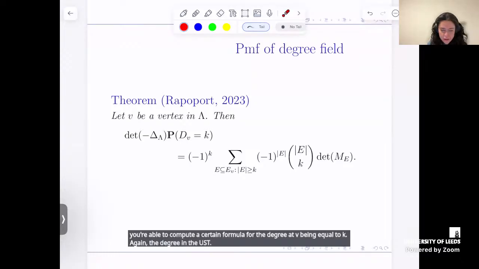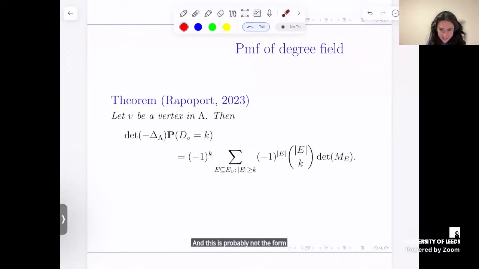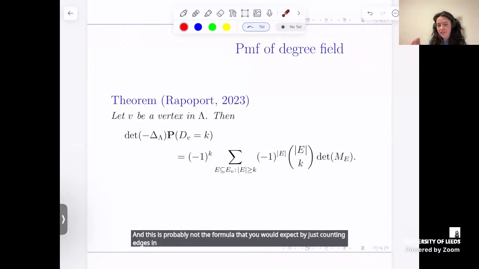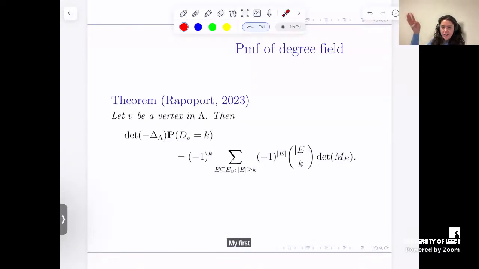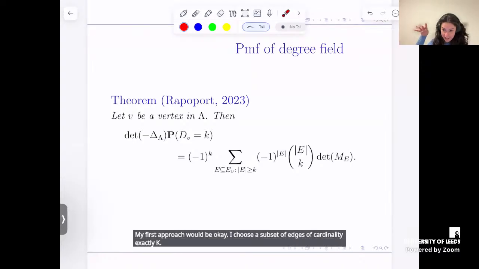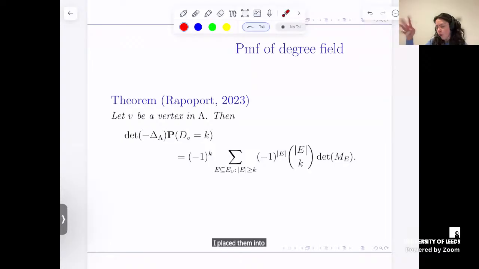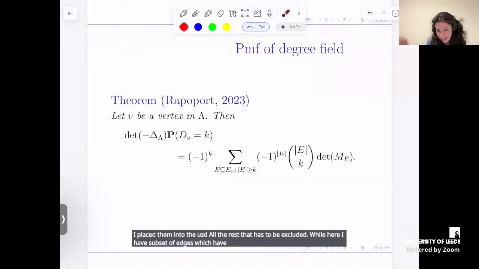And this is probably not the formula that you would expect by just counting edges in a spanning tree, because if I ask you, well, I wanted the degree at V to be K, my first approach would be, okay, I choose subsets of edges of cardinality exactly K, I place them into the UST, all the rest has to be excluded, while here I have subsets of edges which have cardinality larger or equal to K.